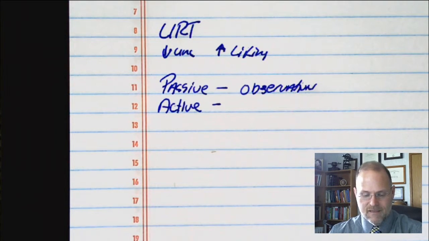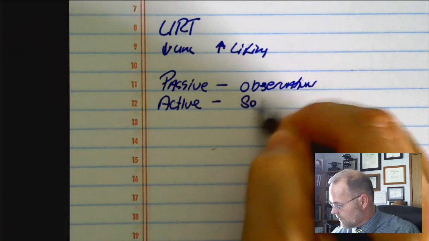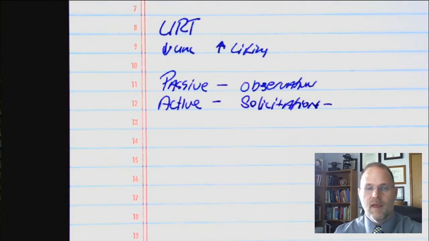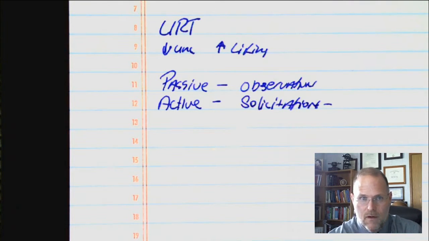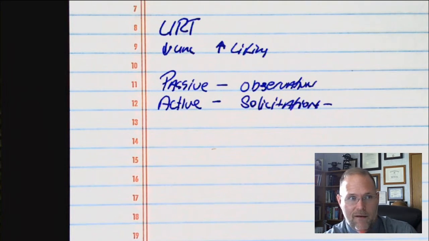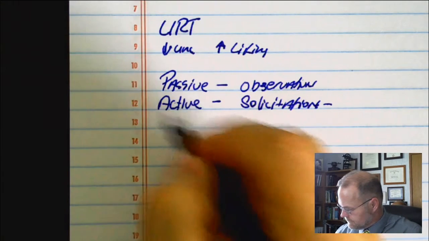All right, so passive is observations. Active is solicitation from others. That means that I'm going to ask you about this person. I want to know, oh, so what's the deal with that guy over there? What's up with that? That's the kind of thing. That's active. And then you have interactive.